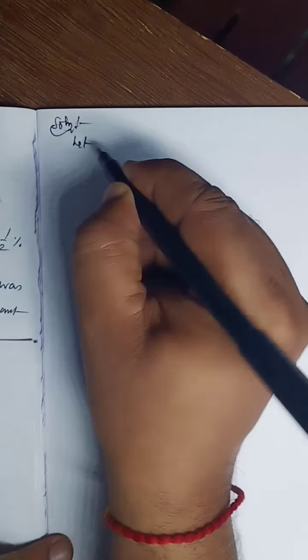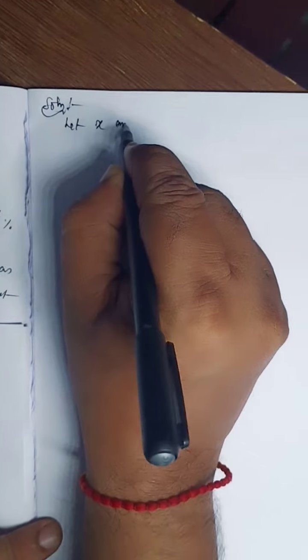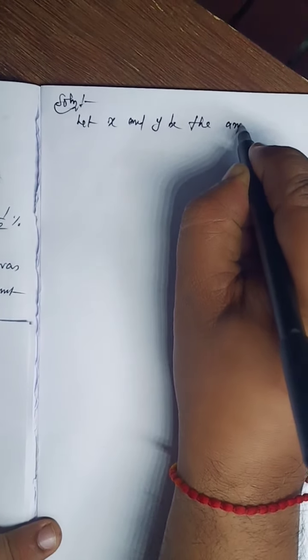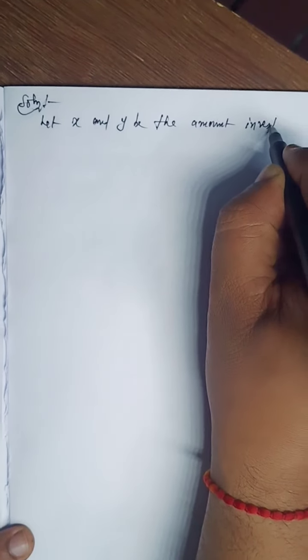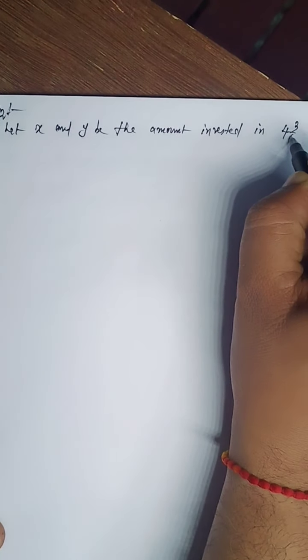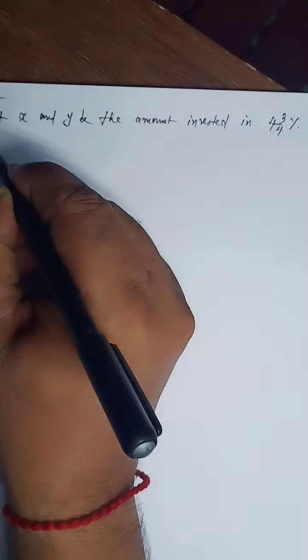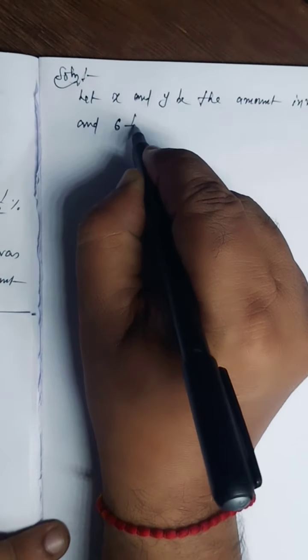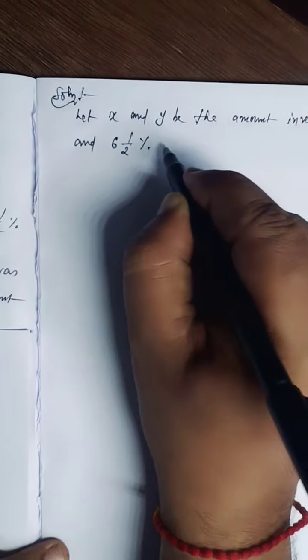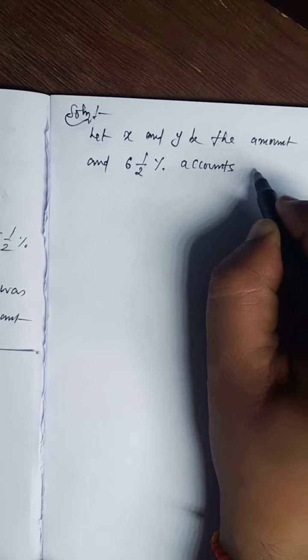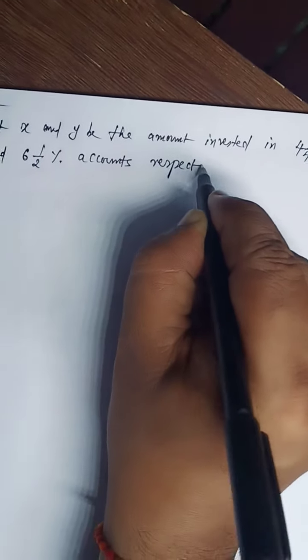Let x and y be the amount invested in 4.75% and 6.5% accounts respectively.